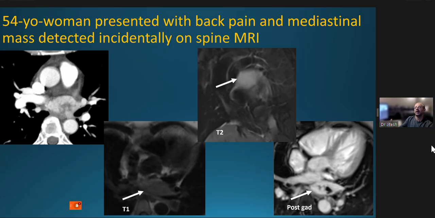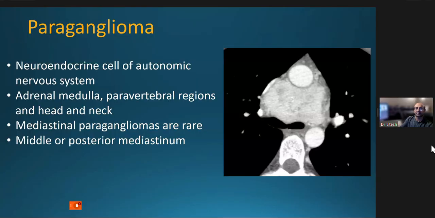So when we see a hypervascular mass in the visceral space, one of the differential diagnoses is the paraganglioma, especially if it has very high signal intensity on T2 and is avidly enhancing. So this is a case of a paraganglioma. Paraganglioma is usually seen in the adrenal medulla, paravertebral regions, or head and neck.